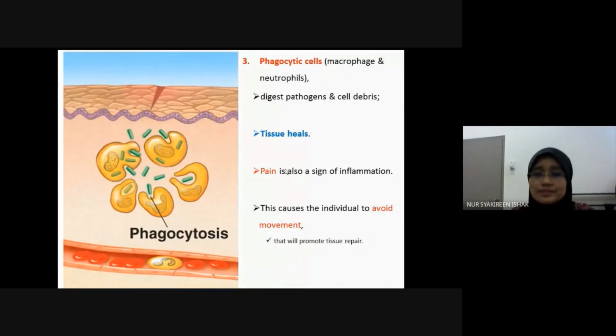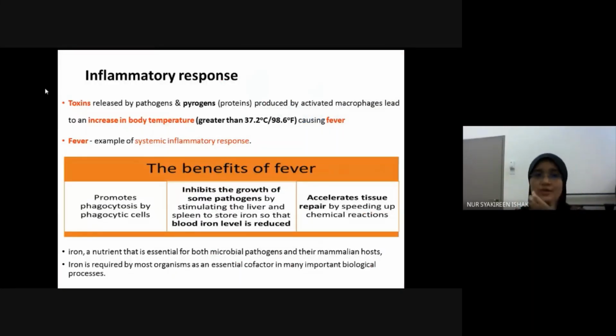So when you are injured, obviously you will feel pain. So apa benefit dia? What is the benefit? The pain will cause you to move less, so that it will promote tissue repair. So yang ni yang tadilah saya cakap pasal demam tu. So fever is an example of a systemic inflammatory response. Systemic means that it occurs throughout the body. Seluruh badan awak tu panas. So toxins released by pathogens and pyrogens produced by activated macrophages lead to an increased body temperature.